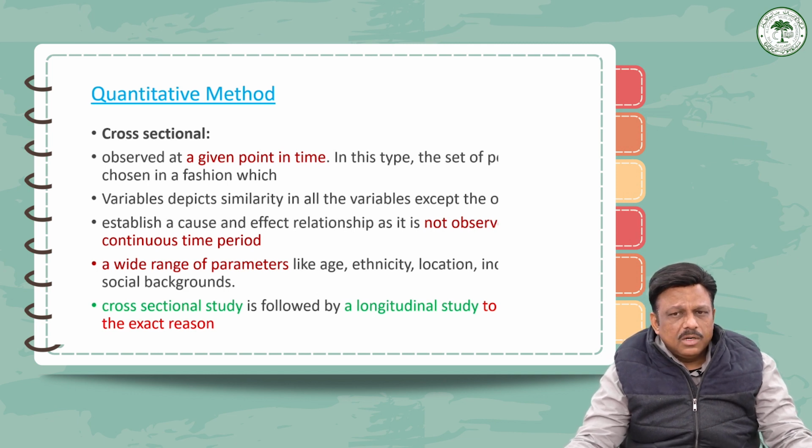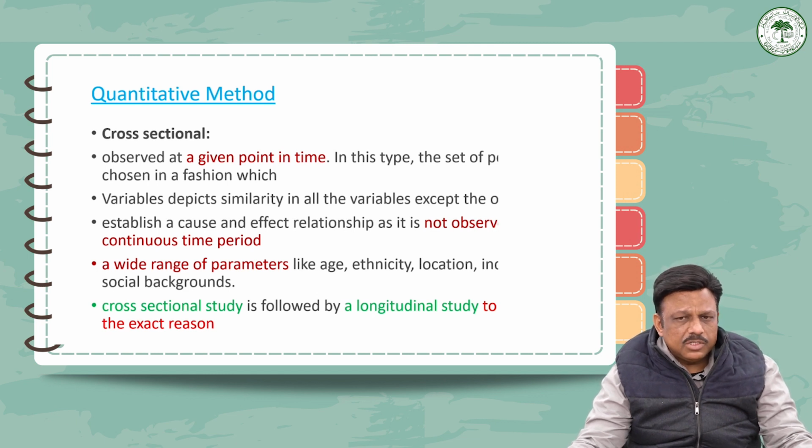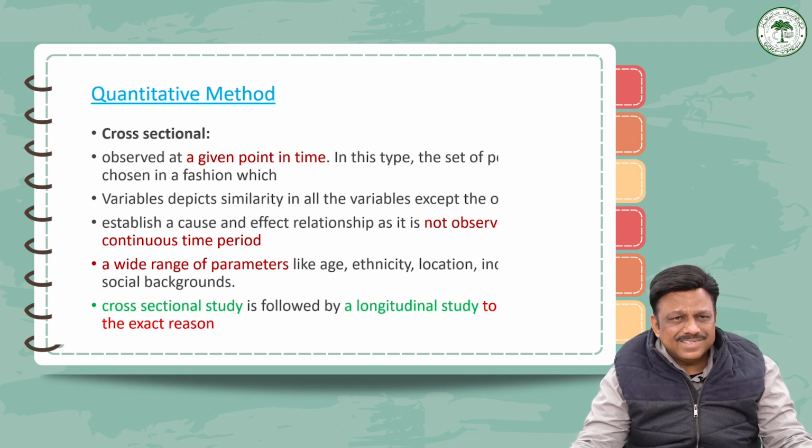It is majorly used by the healthcare sector or by the retail industry. For example, a medical study to find the prevalence of undernutrition or disorder in kids for a given population. This will involve looking at a wide range of parameters like age, ethnicity, location, income, social backgrounds. So if a significant number of kids coming from poor families show undernutrition disorders, the researcher can further investigate it. So usually a cross-sectional study is followed by a longitudinal study to find out the exact reason.